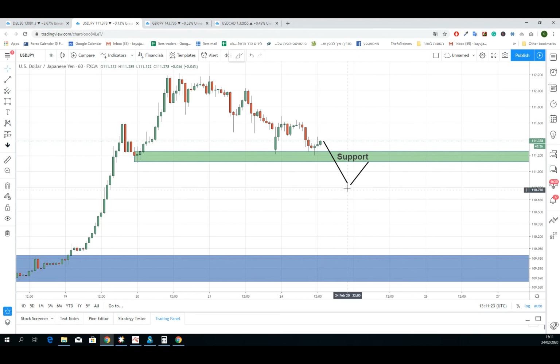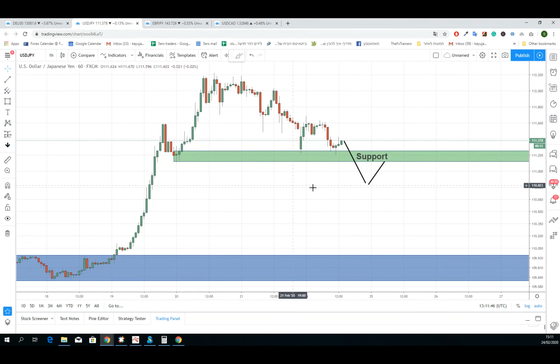So if that happens, I will sell US dollar Japanese yen, and the target will be this demand here at the bottom that we marked on the daily chart, and this demand will be a great level for a buy position for the long term. Okay, so that's all for the US dollar Japanese yen.